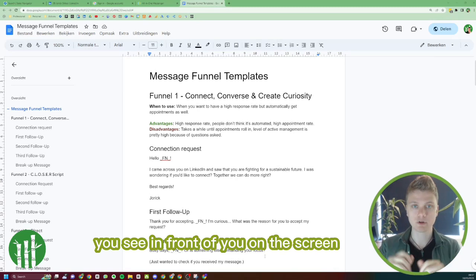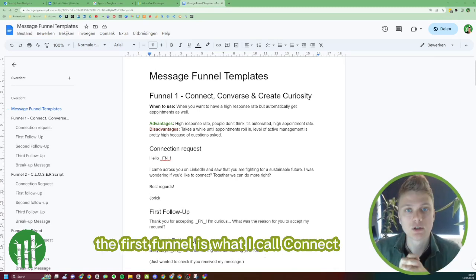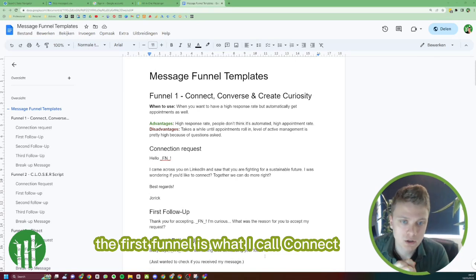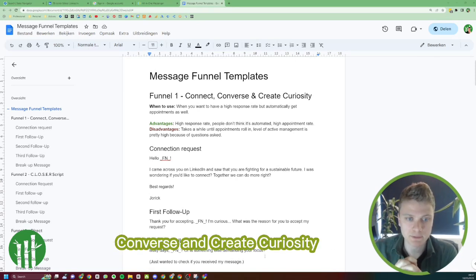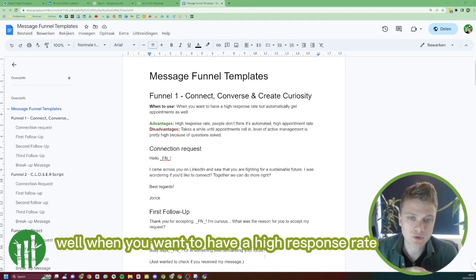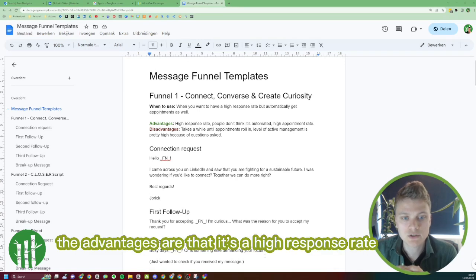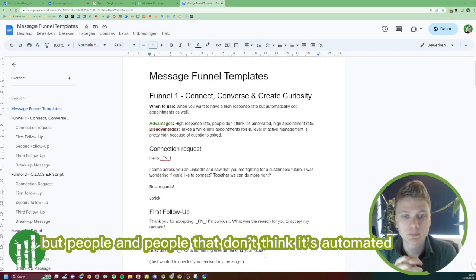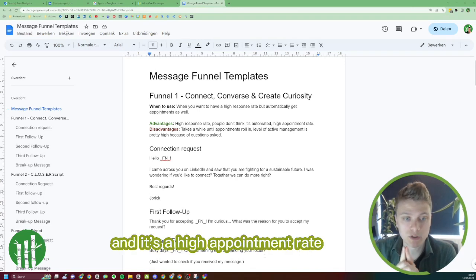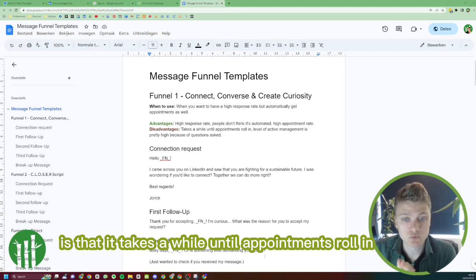So you see in front of you on the screen, you see the message funnel templates. The first funnel is what I call connect, converse, and create curiosity. When to use this? Well, when you want to have a high response rate, but automatically get appointments as well. The advantages are that it's a high response rate, but people don't think it's automated, and it's a high appointment rate. The disadvantage is that it takes a while until appointments roll in.